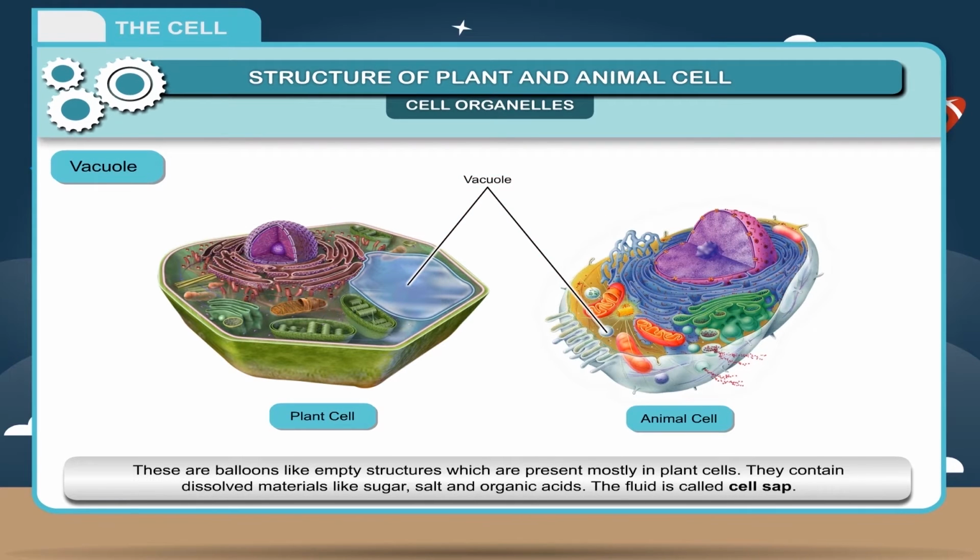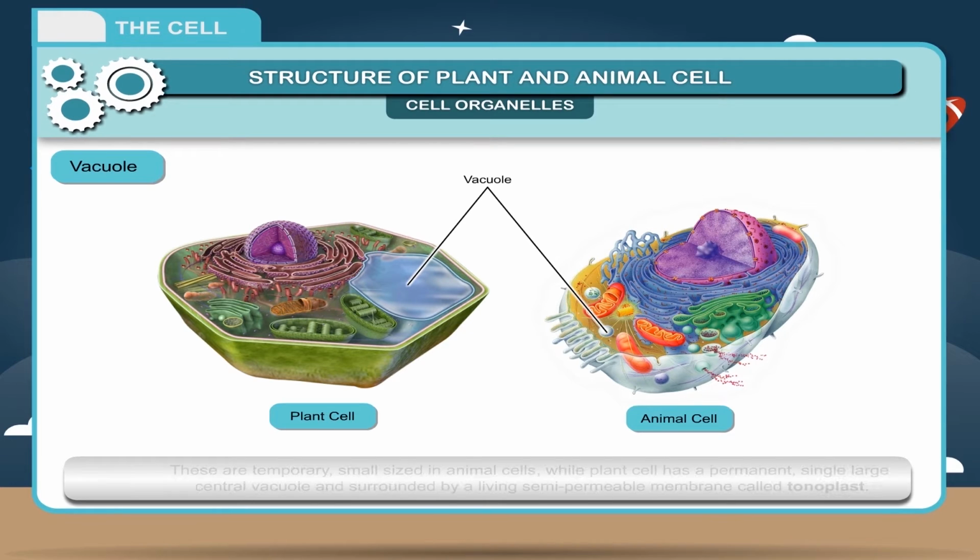Vacuole. These are balloon-like empty structures which are present mostly in plant cells. They contain dissolved materials like sugar, salt, and organic acids. The fluid is called cell sap.